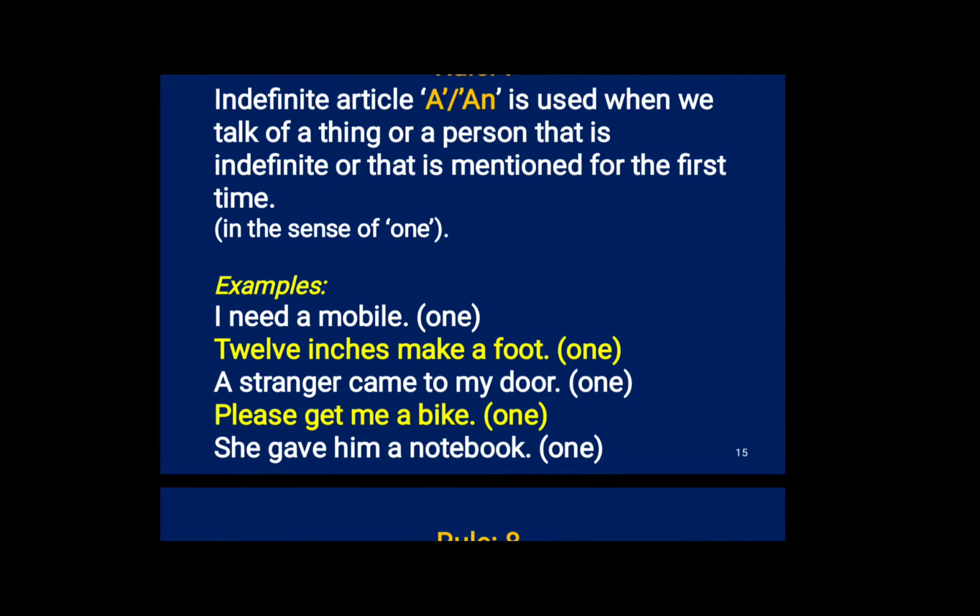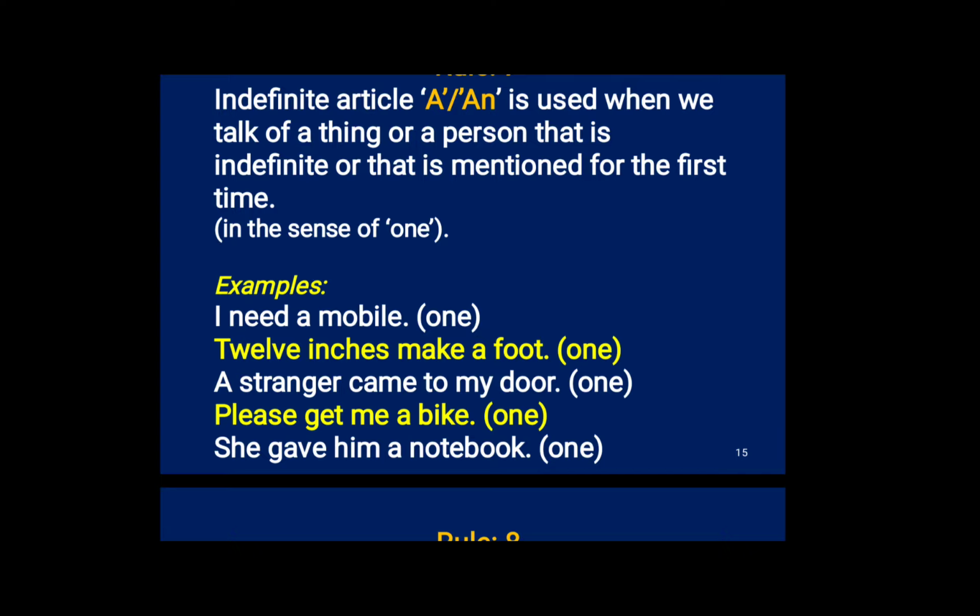Look here. I need a mobile. A mobile in the sense I need one mobile. So in the sense of one, instead of using the word one, we are simply using the indefinite article a, which means one. I need a mobile. 12 inches make a foot. A foot in the sense one foot. 12 inches make a foot.